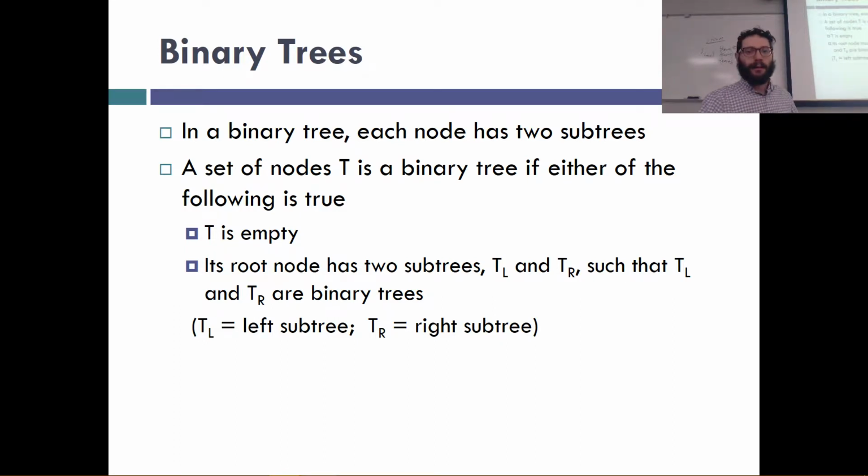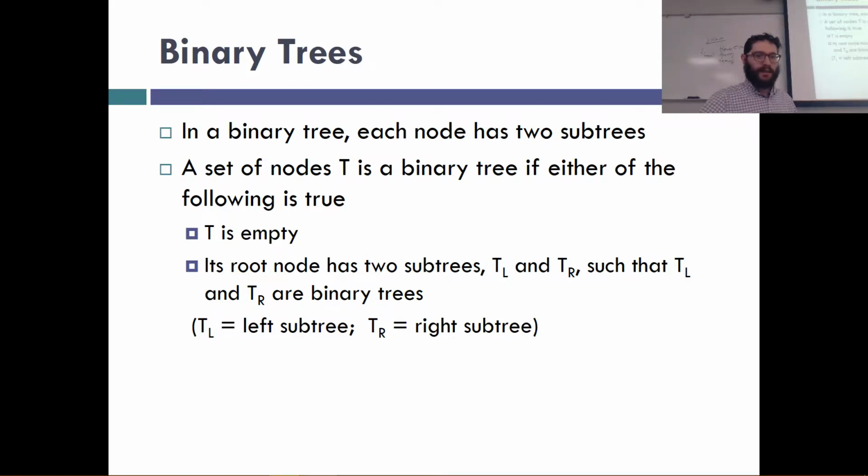Okay, so if you've got a bunch of nodes together in a group, and we call that group T, we can figure out if that group of nodes is a tree by saying if one of 2 things is true. If that group of nodes is empty, then of course it's a tree. That's a base case, right? So the empty set is a tree, right? It also happens to be a list. It also happens to be a set, and it also happens to be basically anything else you want to call it. Okay.